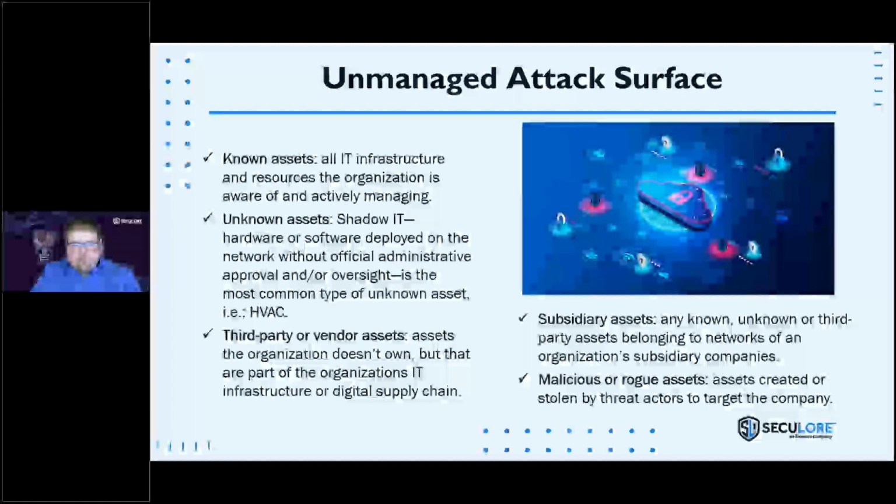This is something we've seen, especially with unknown shadow assets. I responded to incidents where it was the smart HVAC system that was compromised and was talking out to a botnet, and it was something that the IT team had no idea was on the network. It had been there for months. So again, to give your teams the best chance of responding quickly and effectively, you have to have this information in place beforehand.